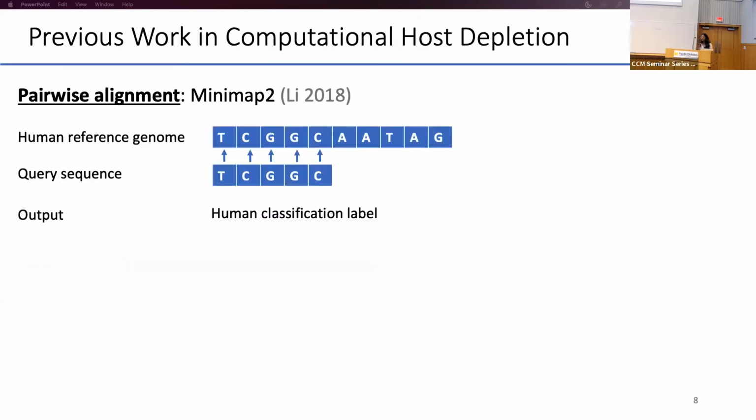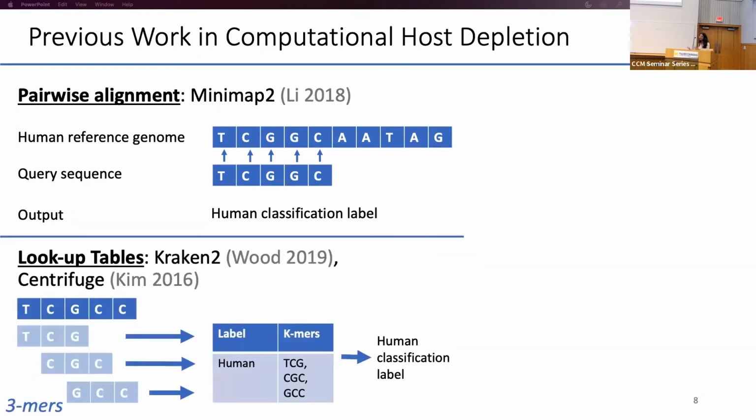Okay, so previous work in computational host depletion can be broken up into two different groups. One is called pairwise alignment. An example of this type of method is Minimap2, where a query sequence is aligned to a host reference genome. And in this case, our host is human. As you can see here, the query sequence perfectly aligns, so it would output that that query sequence is from the host.